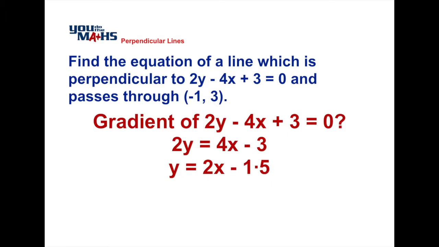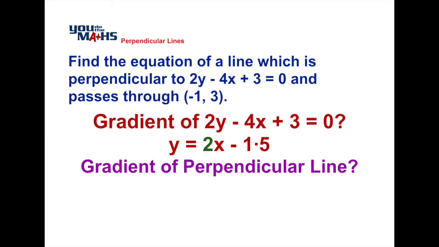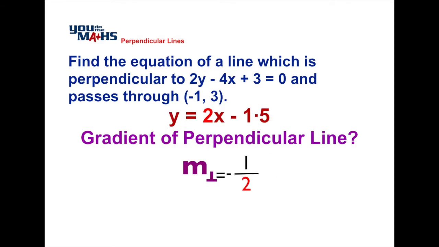So we can see now that the gradient, based on the formula y equals mx plus c, is 2 for this line. Now what we need to do is determine the gradient for the line perpendicular to it. The formula is that the gradient for the perpendicular line is the negative of the reciprocal of the previous gradient. We write m with an upside down t to represent the gradient of the perpendicular line. So in this case it's going to be negative 1 over 2. And that's going to assist us in finding the equation of the perpendicular line.